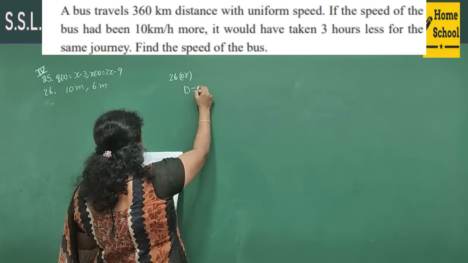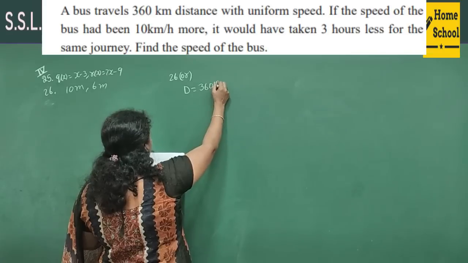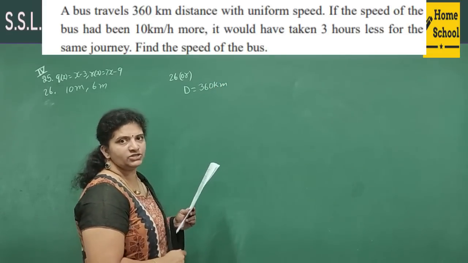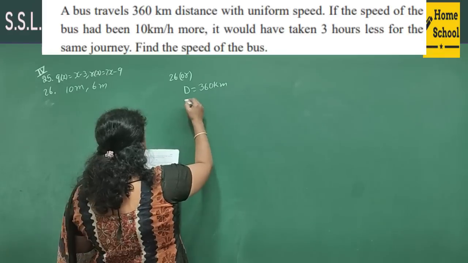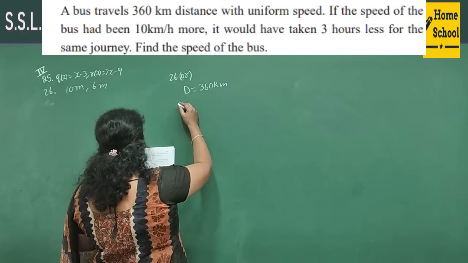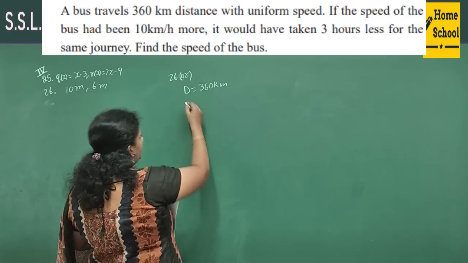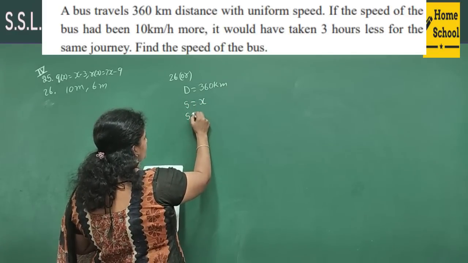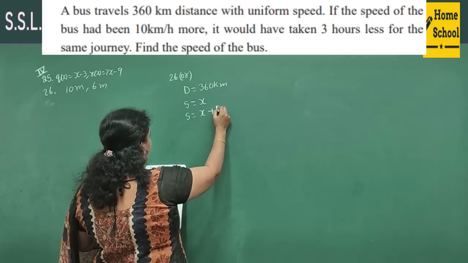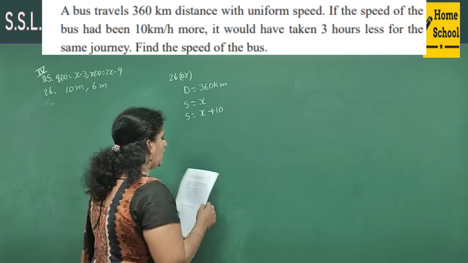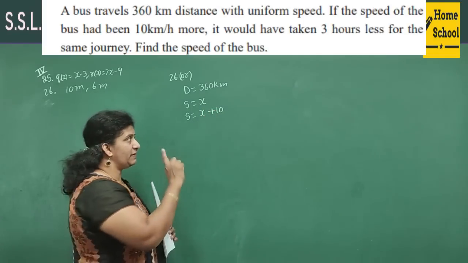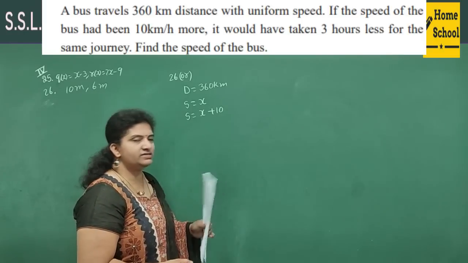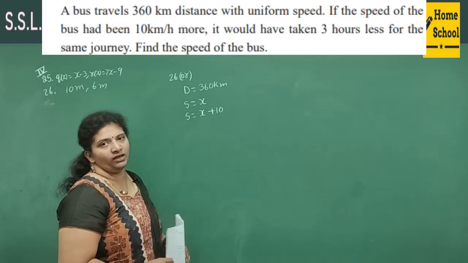Distance d is equal to how much? 360 kilometers. This problem along with the verbal statements you need to complete. Uniform speed of the bus had been 10 kilometers more. Let the initial speed be x. And what happens to the speed? Speed increases, that is x plus 10. Now, how much time it takes less? If the speed increases, time decreases. How much time it is decreasing? 3 hours less. Find speed of the bus.